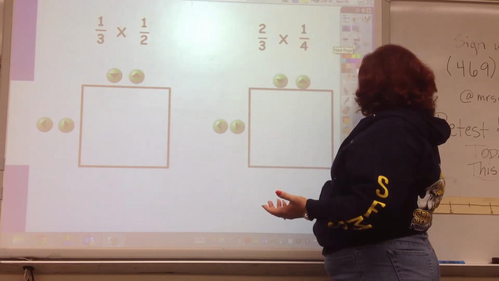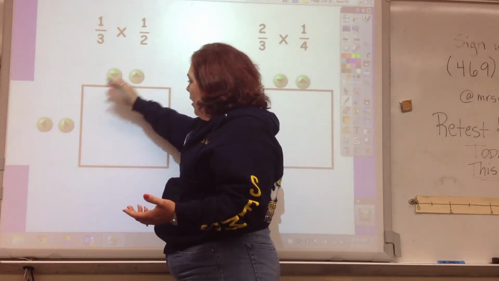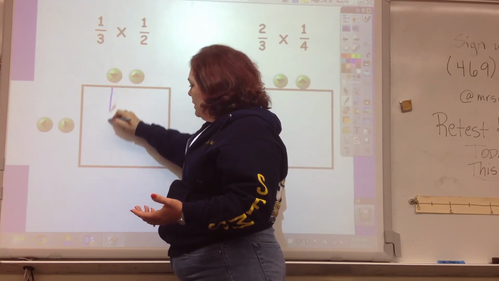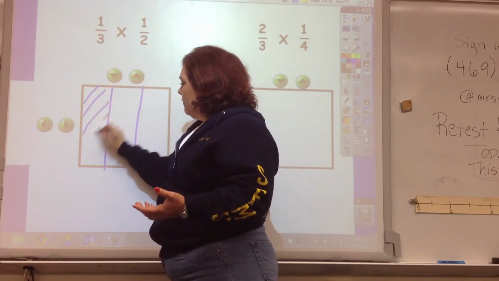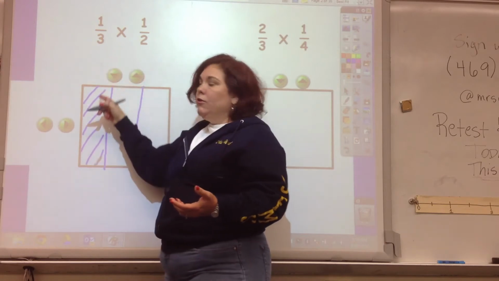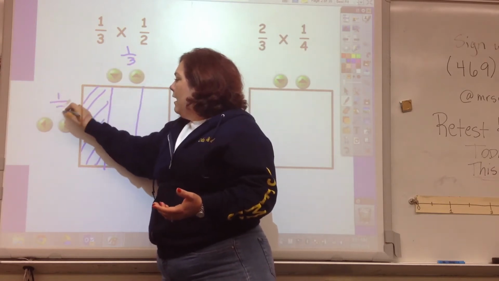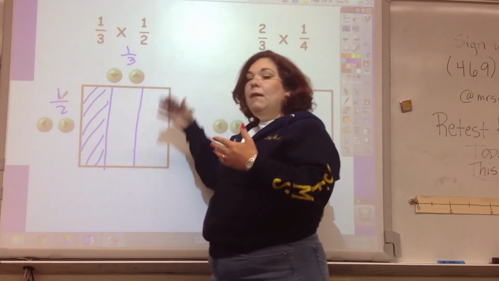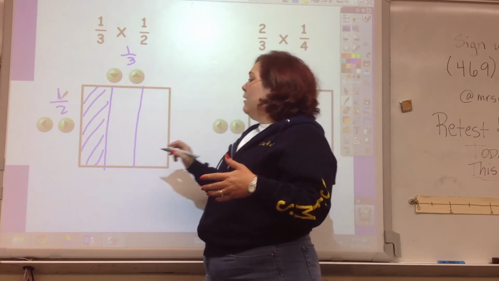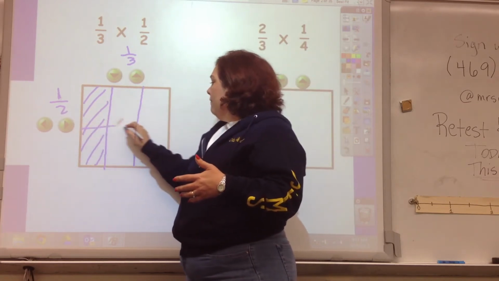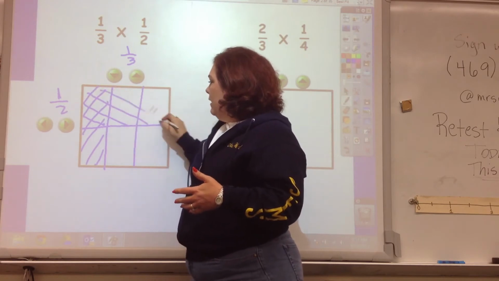And you model it just like you would be modeling it on a whole, but this would show 1/3. That's what 1/3 shows. 1/3's up here. And then you're going to show 1/2 going this way. Now, it doesn't matter which number goes where because multiplication, you could do either way. But we're going to show 1/2. And we're going to show that this way.